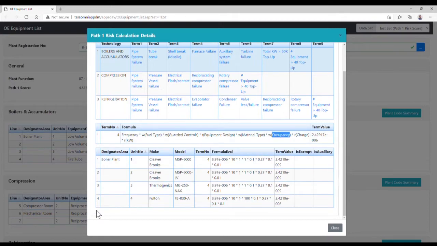From occupancy, you have to scroll down to table 12. And you remember, so this is a food process plant, and we see that the occupancy, that corresponds to 0.27. So that's why we have 0.27 here.